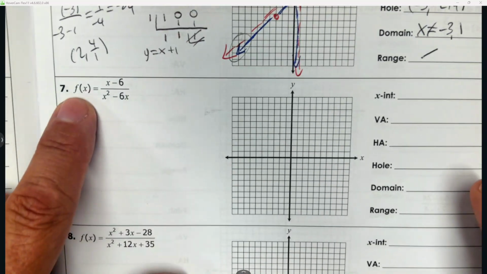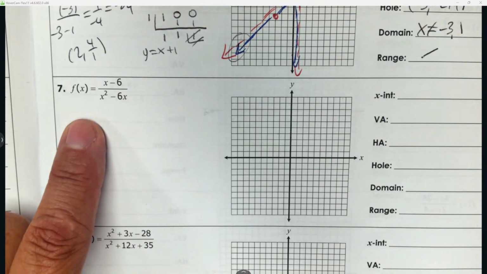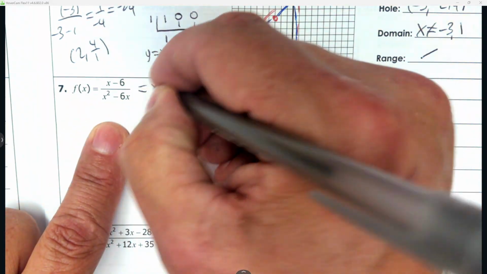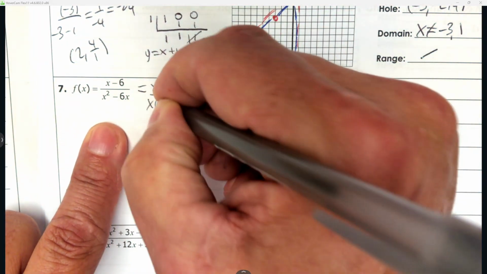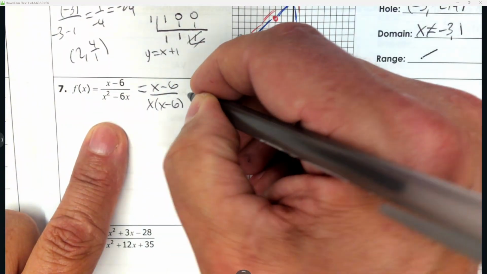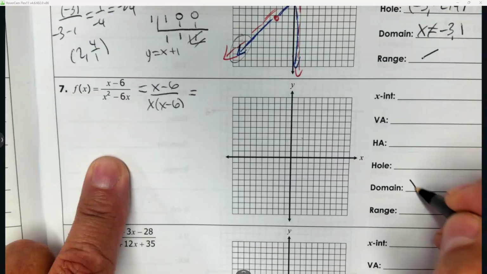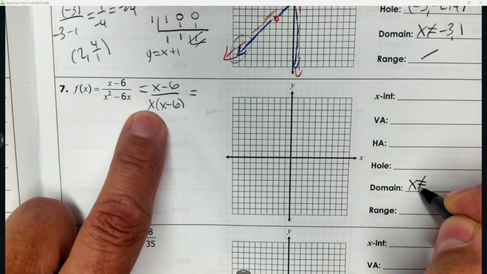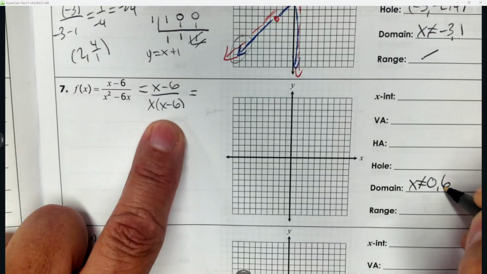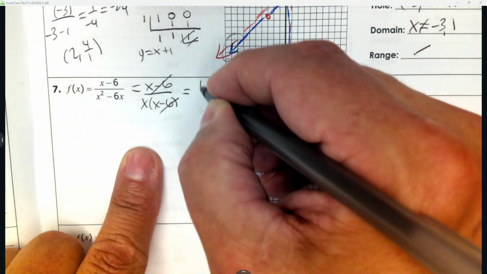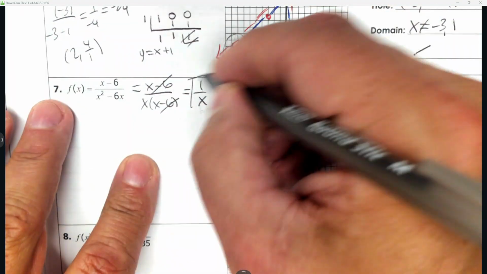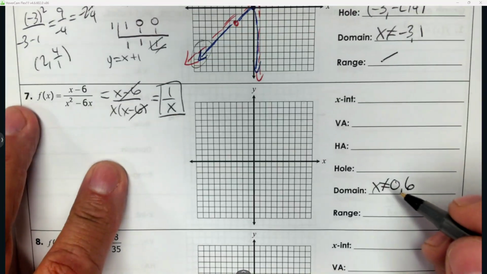Number 7 is aligned to this lesson. So we're going to factor. x minus 6 is prime. I'm going to factor out a 6. And then I want you to notice I'm going to write down the domain right now. The two numbers x can't be are 0 and 6. Then they cross out and leave you with 1 over x. So everything else is going to come from there.